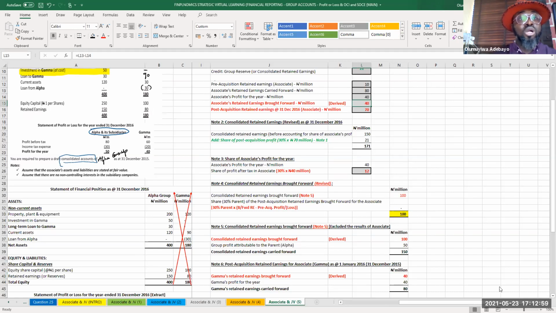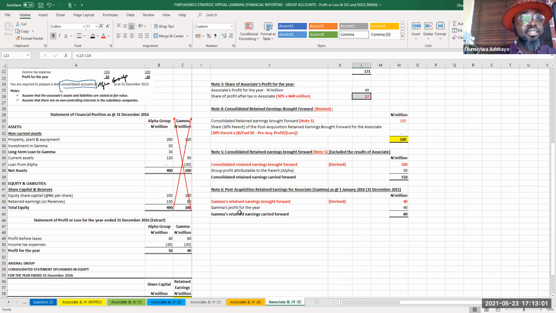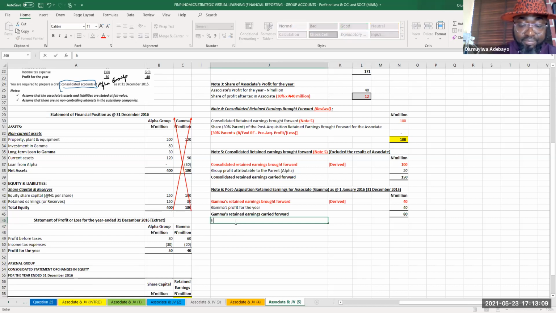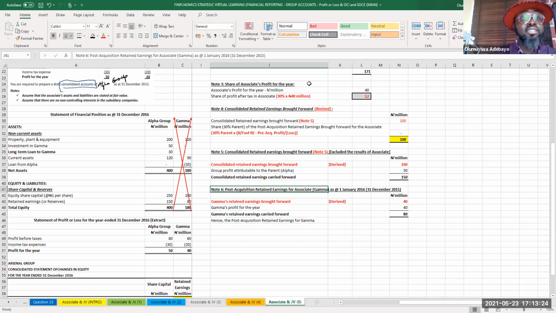Now, what I now needed is, I need the post-acquisition. I'll now say this 40 ends the post-acquisition retained earnings for Gamma, which is as at these dates. Let me copy it.